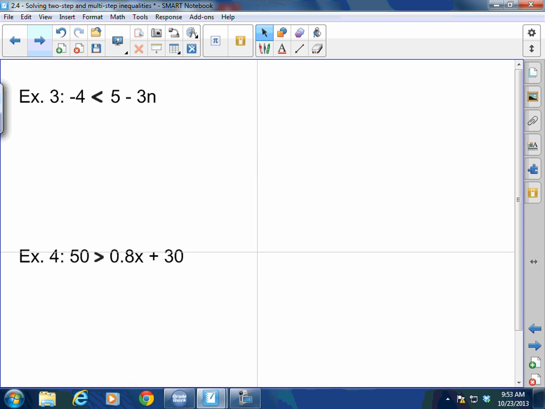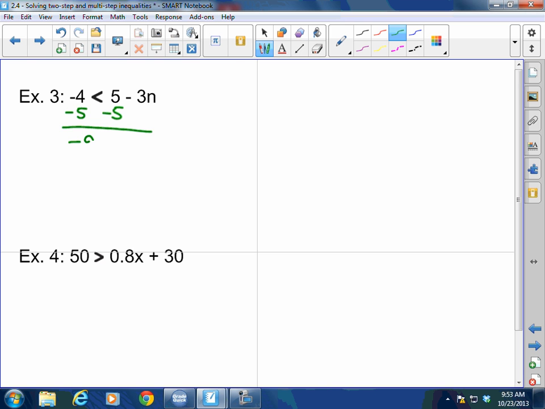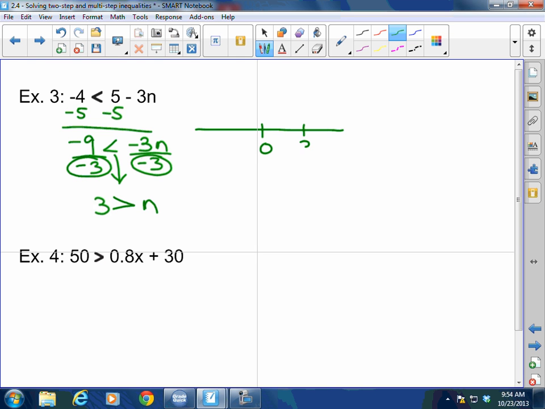Okay, number 3. Again, I got a two-step equation. So I'm going to undo addition, subtraction first. So I'm going to subtract 5 to both sides. I got negative 9 is less than negative 3n. The relationship between the negative 3 and the n is multiplication. I cancel multiplication with division. So what happens since I divided by a negative? You flip the sign. Very good. n is less than 3. Open circle, less than, shaded to the left.